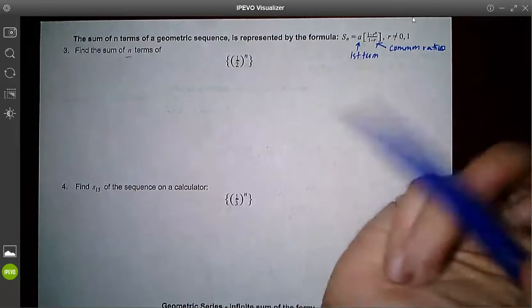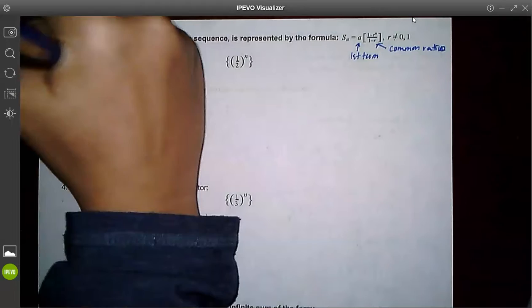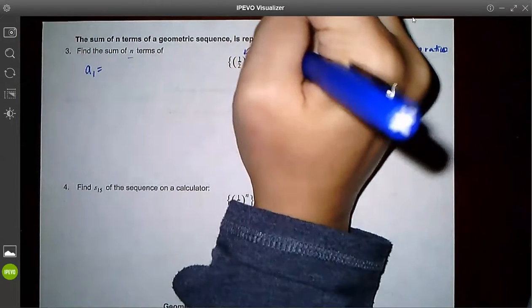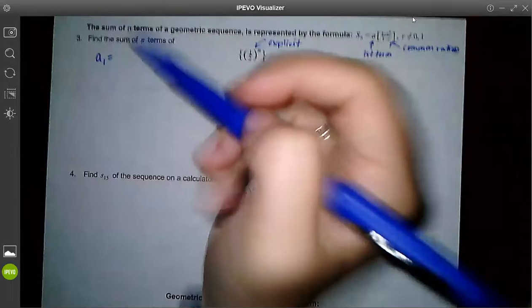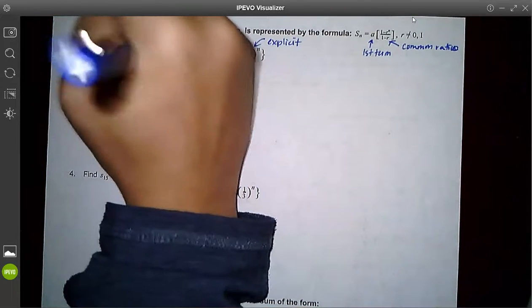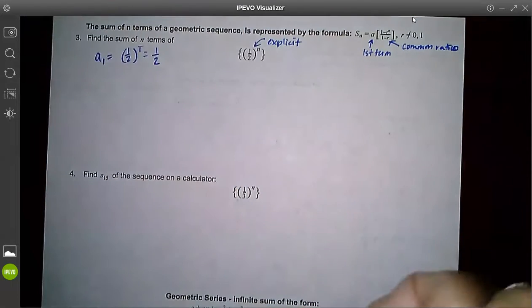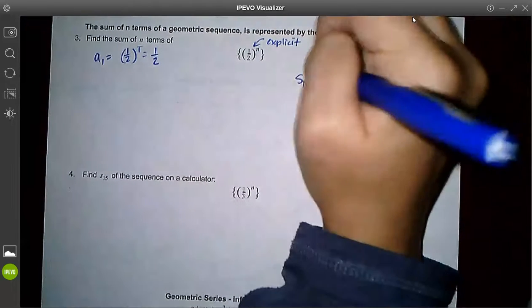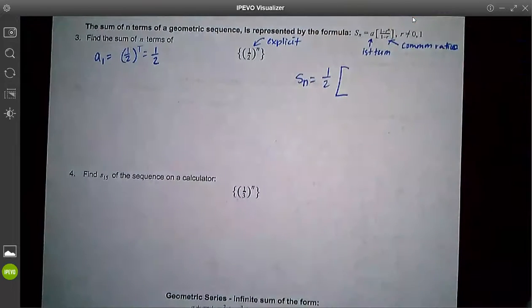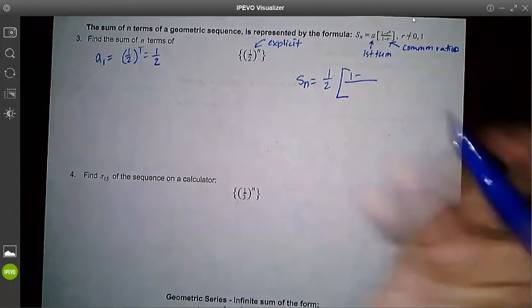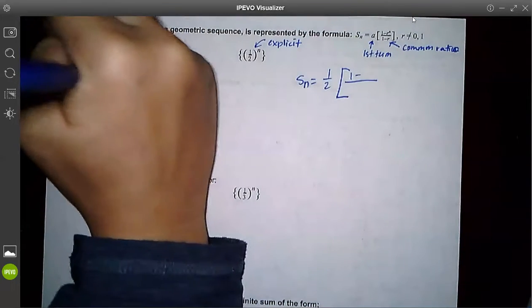So my first term, I need to know what A sub 1 is. This is my explicit formula, by the way. I'm going to plug in 1 for n. So I have 1/2 for the first term, which is 1/2. So that's my first term. That's my A value. So S sub n is going to equal 1/2 times 1 minus what is my common ratio. So I'm going to find my next one, A sub 2.